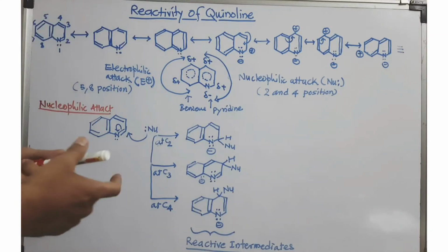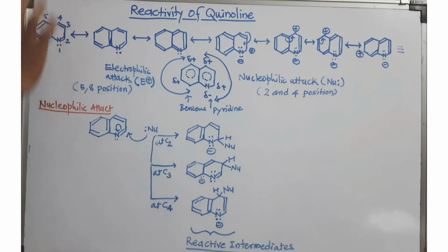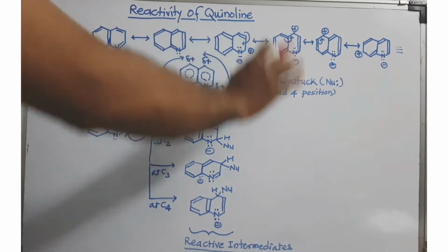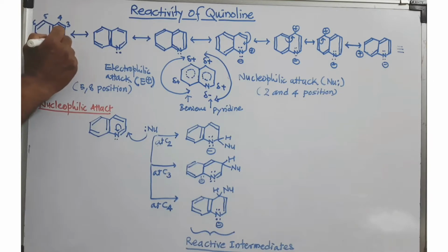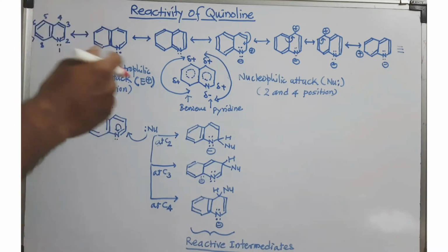Reactivity of quinoline. We first of all see the structure of quinoline, where two rings are fused together. As all of you know, this is a pyridine and this is a benzene ring fused together. Before we start our discussion, you see the numbering here in the quinoline. Numbering is started with the heteroatom as 1, 2, 3, 4, and then moving toward the benzene ring. So this kind of numbering is there in case of quinoline.